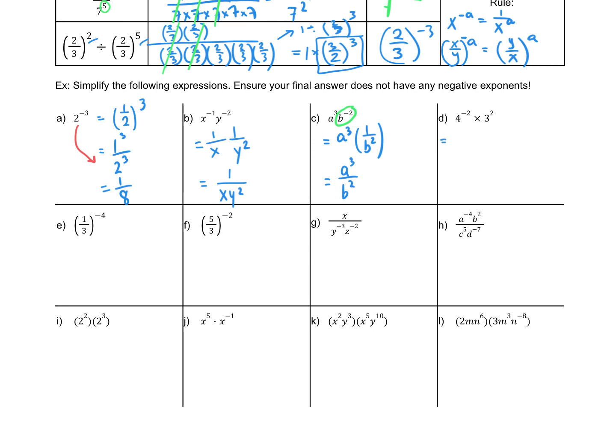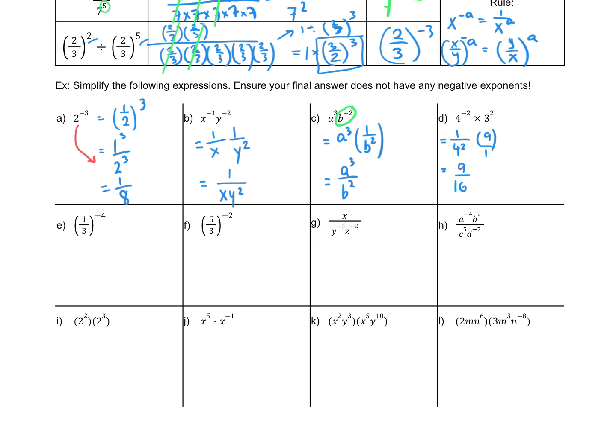Next, 4 to the power of negative 2 can be written as 1 over 4 squared, and 3 to the power of 2 is just 9. So now we have 9 over 1. Now we can do 1 times 9 for the numerator, 4 squared is 16, times 1 is 16. And there we are.